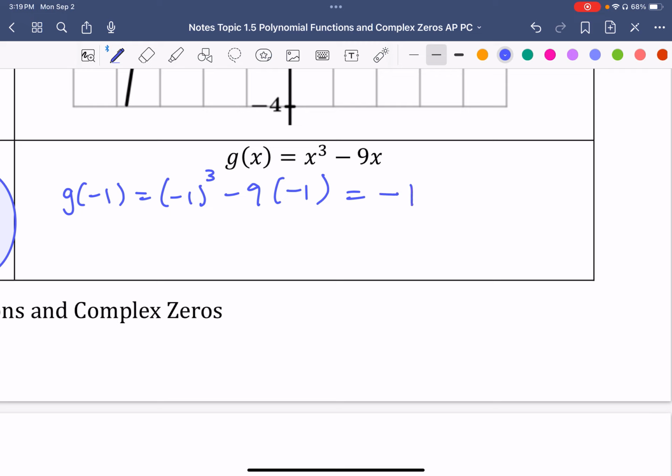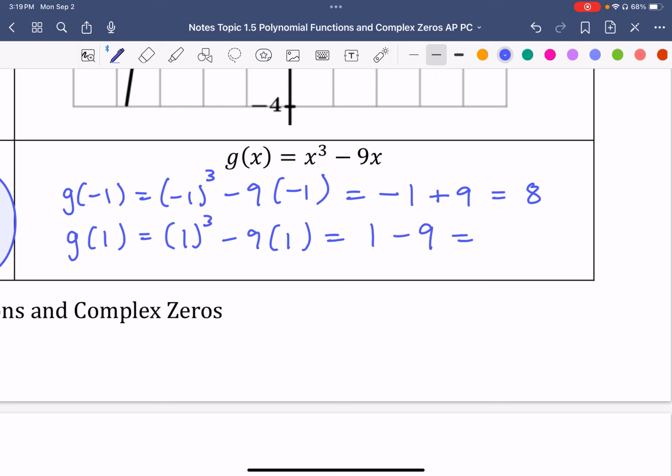And then those two, -9 times -1 is going to make a +9. And that's going to equal +8. Okay, now let's plug in +1. We got 1 cubed minus 9 times 1. 1 cubed is 1. -9 times 1 is -9. And 1 minus 9 is -8. So what you see here is that we got opposite y values when you plugged in opposite x values.